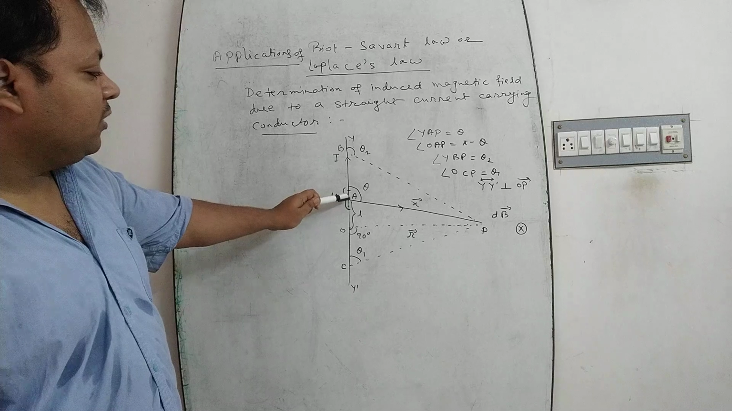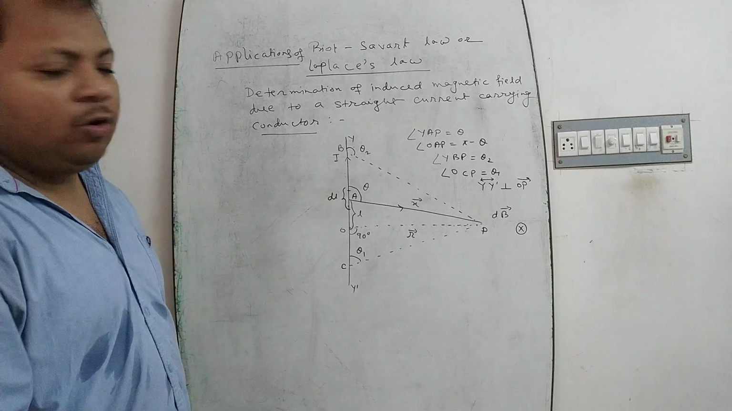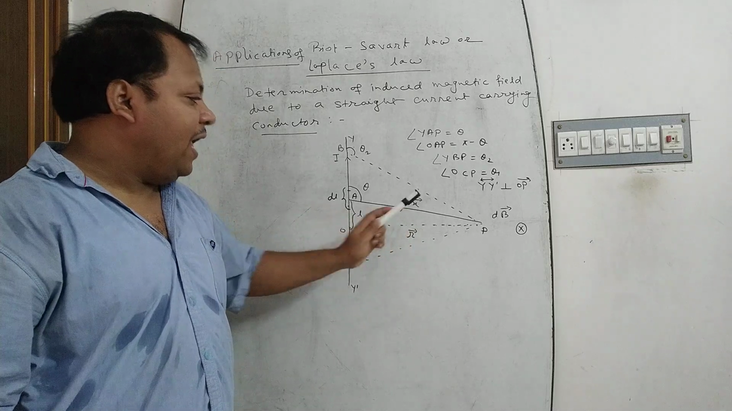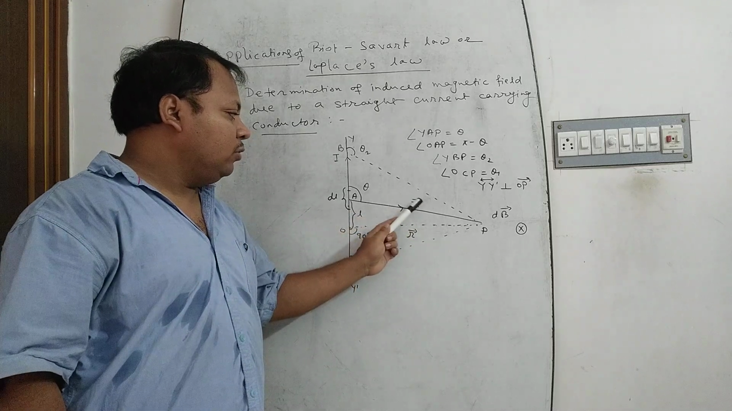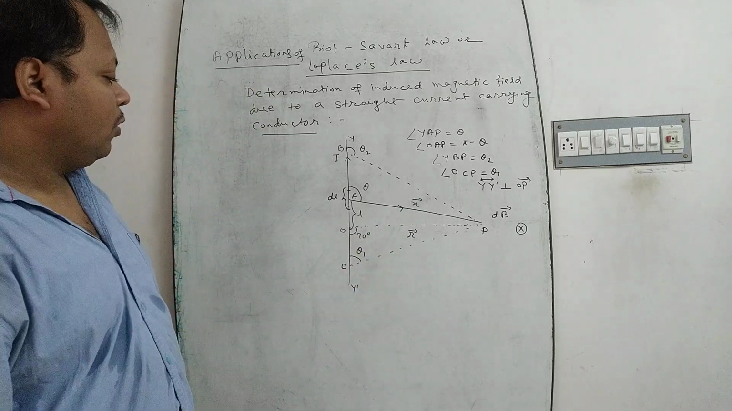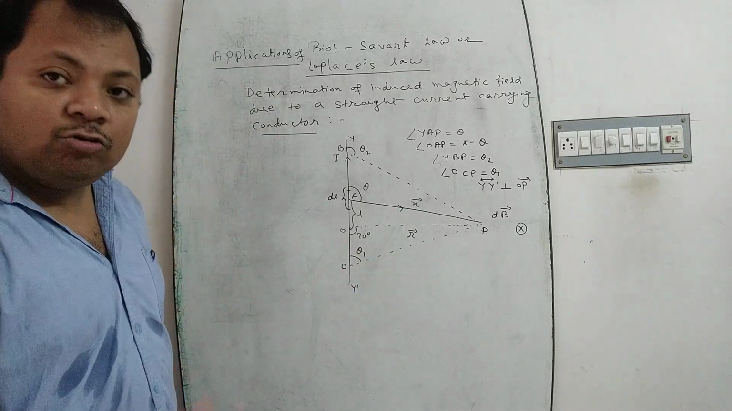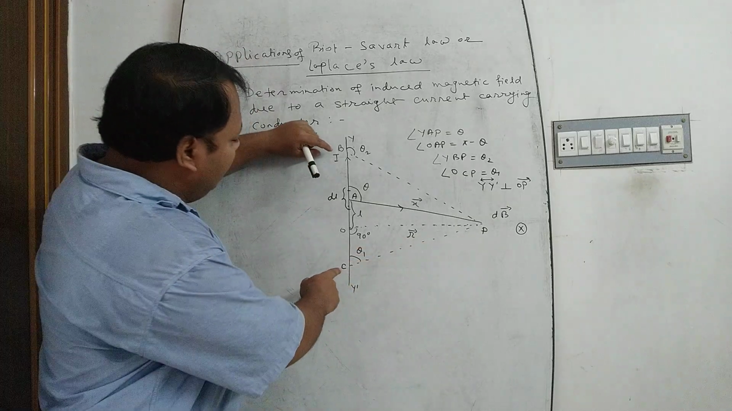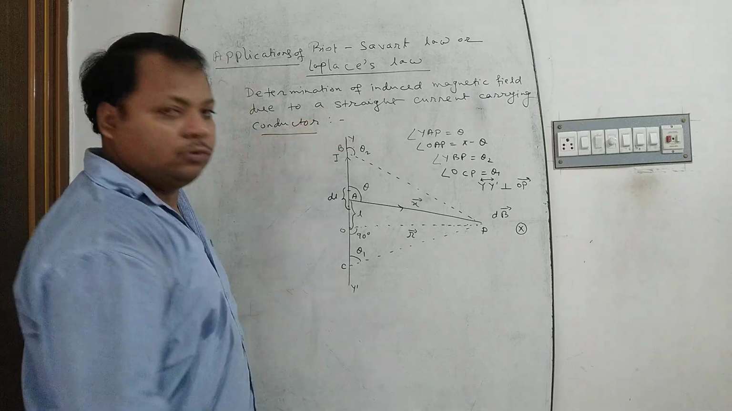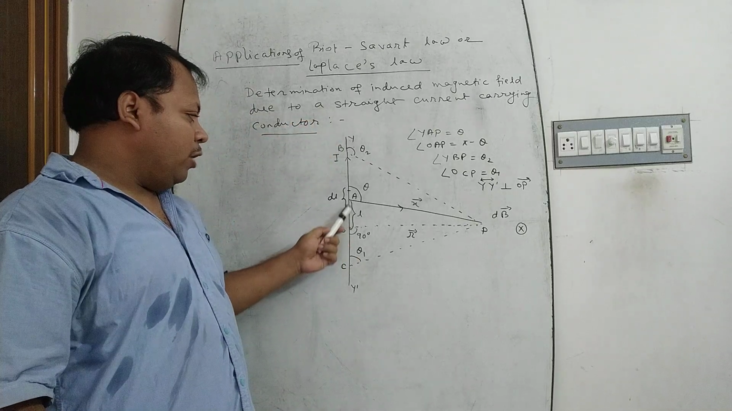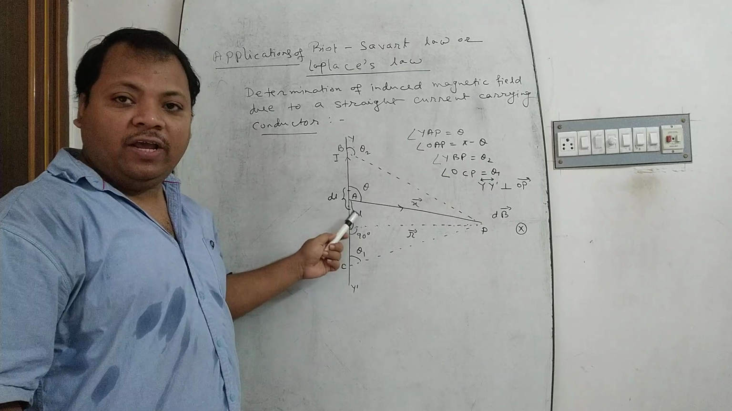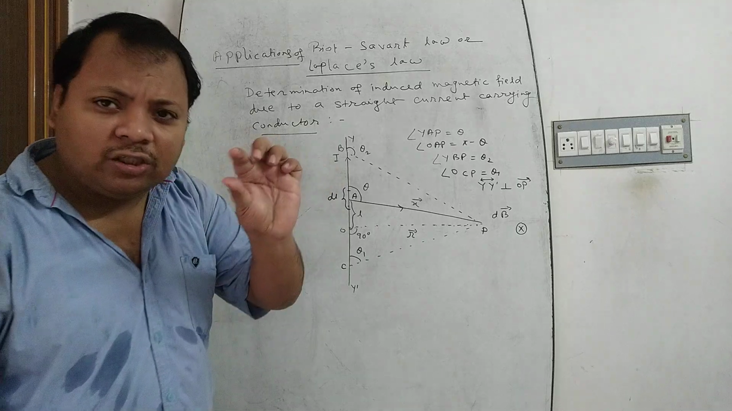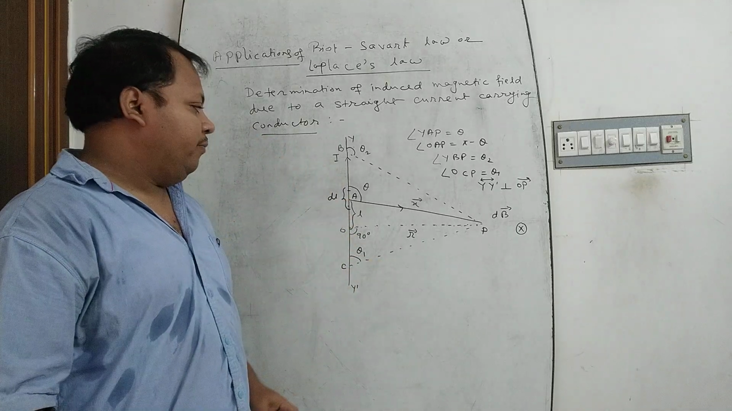Let small a be a point on the wire and AP is equal to X. We have to find out the induced magnetic field at the point P due to the line segment BC. Let AO is equal to L and dL be a small portion of the wire at the point A.